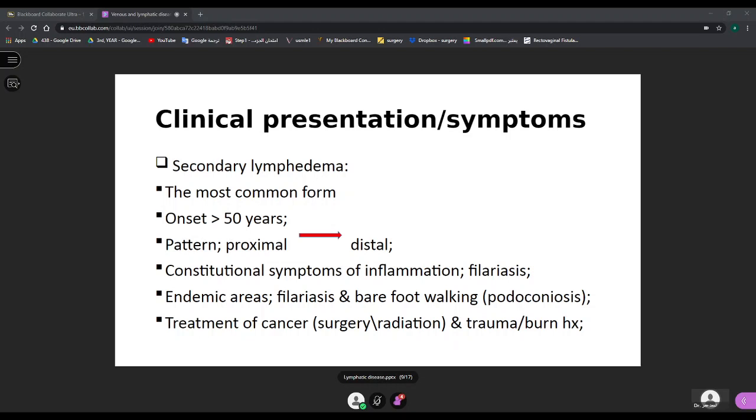If it is due to surgery, then there will be a history of surgery, indicating that the obstruction is due to destruction of lymphatics by surgery. So first of all, the age of the patient and the pattern of spread of the lymphedema will give you a clue on the most likely cause of this edema. But in secondary lymphedema, usually you will find some features pointing to the underlying cause.